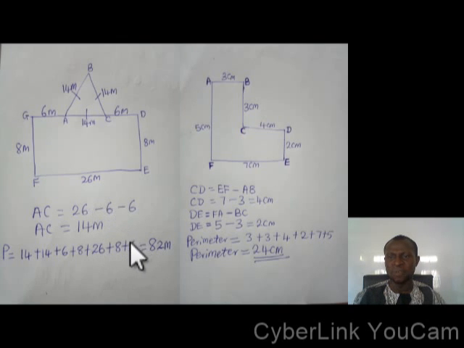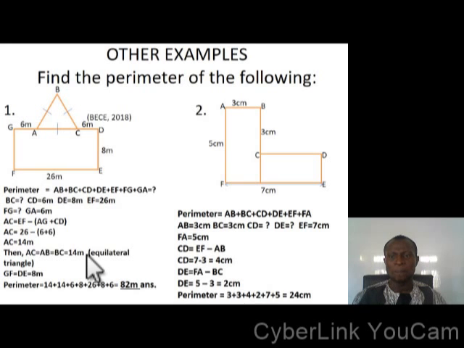I just showed you how to find the various sides that are not given. All right, so that gives us the answer to that particular question. Then we have another one here. We have another one here. So for us to find the perimeter of this shape, all we need to do is to get the parts that are not given, the various parts that are not given.